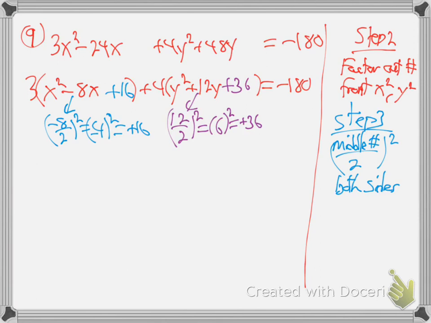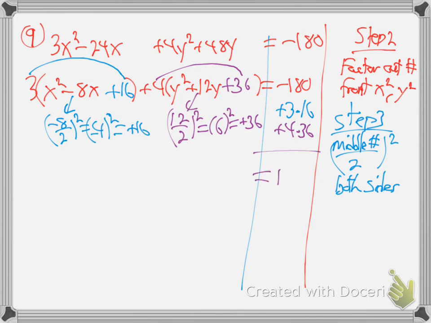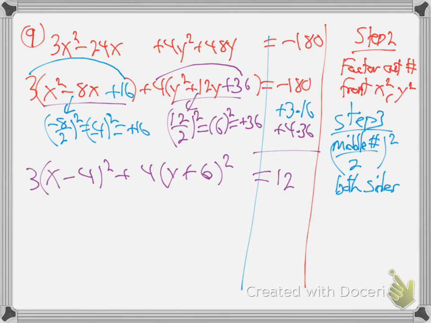Now, what does that mean I need to add to the right side? Well, 3 times 16, I've got to add to the right side. And for the purple one, 4 times 36. When you do that, I believe you get 12 over there. So we get 3, and then these 3 factor x minus 4 squared. These 4 factor y plus 6 squared.